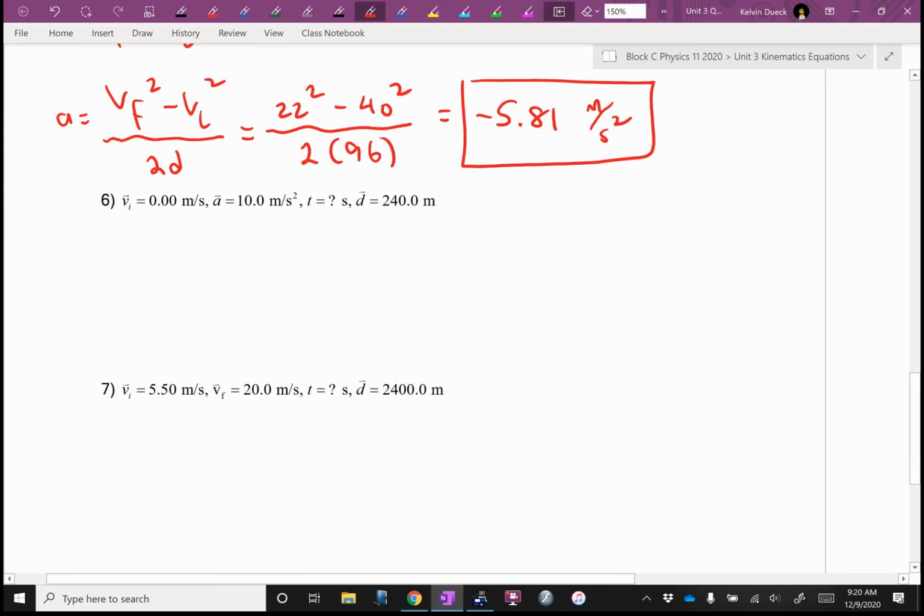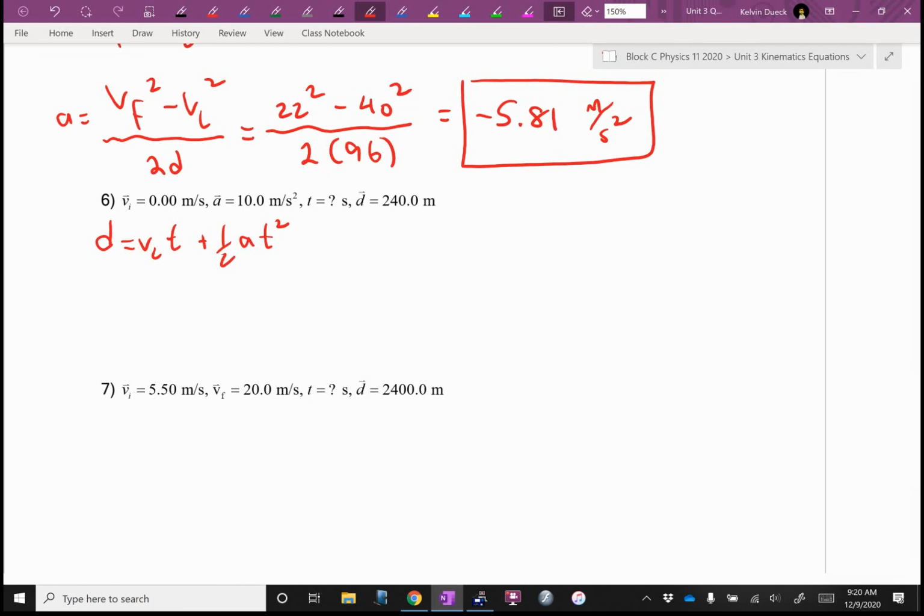Number 6. I would start out like this, Vi T plus a half A T squared. And then I would say, wait a minute, they want me to get the T by itself. I can't. Why can't I get the T by itself in this equation?